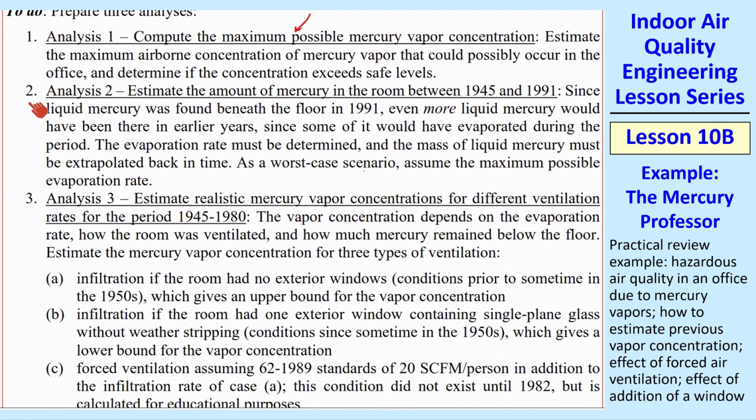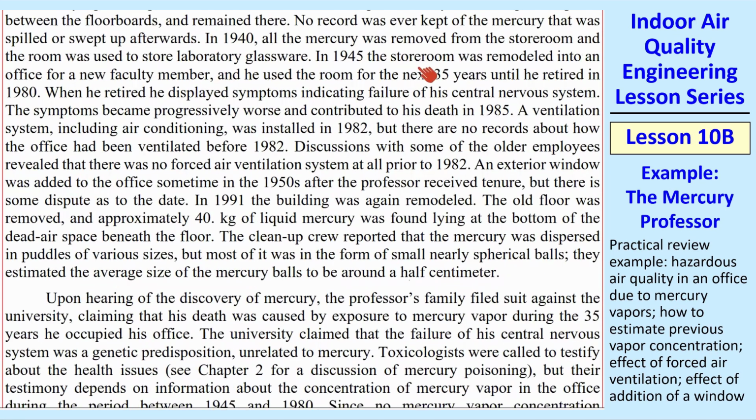Analysis 2, we're going to try to predict it a little more accurately. It's complicated because there was a window added. They had mercury in a storeroom, and then it was converted to an office in 1945. And he used that office till he retired. And then there was a window added sometime in the 1950s. They didn't know exactly when.